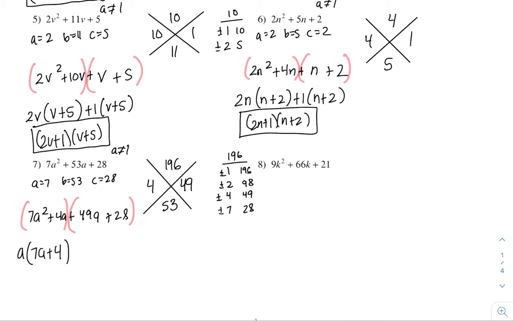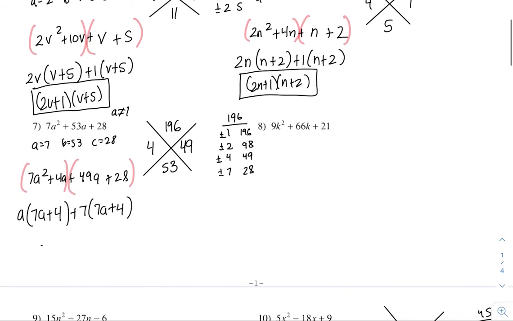Now from the second set of parentheses, you can factor out a 7 from 49 and 28. So plus 7. 49, factor out a 7, you just get 7a. Factor out a 7 from 28, and you get 4. Factor out a 7a plus 4 from both, and you get the leftovers, so a plus 7, and then 7a plus 4.